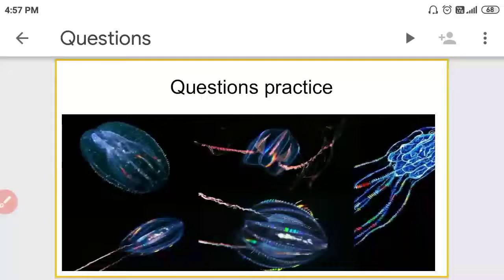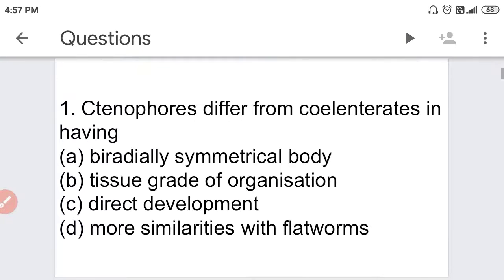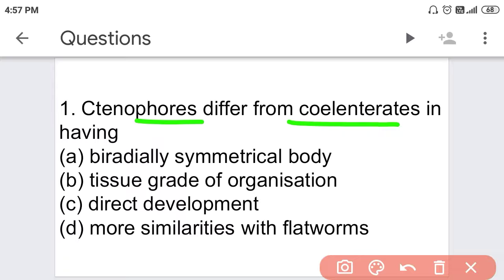Hello everyone. Today we are going to practice some questions based on phylum Ctenophora, which we studied in our last video. So let's start. The first question is: Ctenophora differ from coelenterates in having... means how Ctenophora is different from coelenterates.